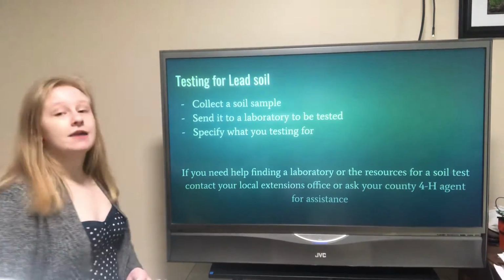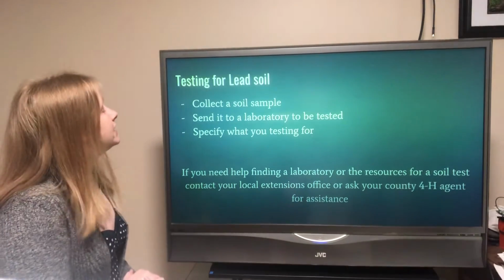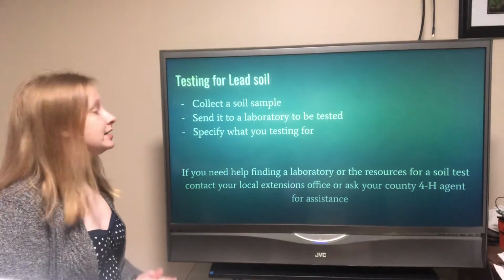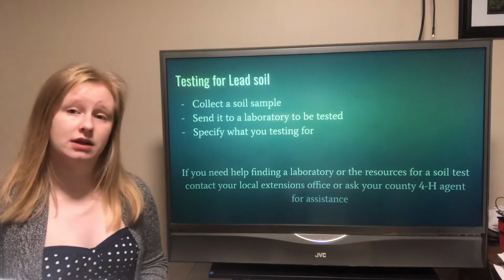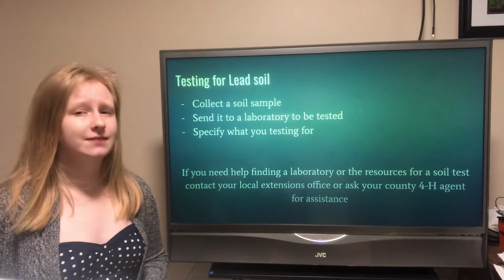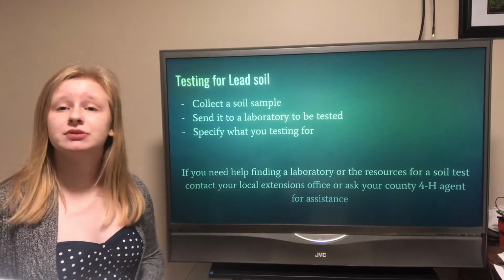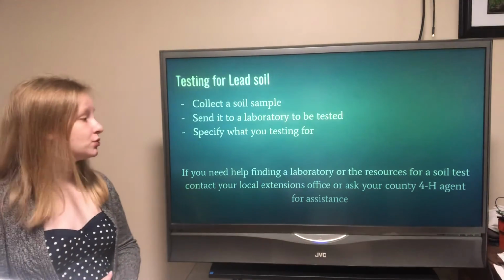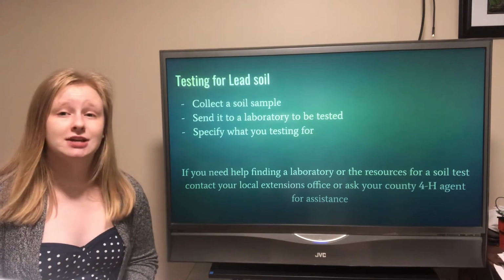Testing for lead soil. If you want to test your yard and make sure that your area is safe or you deem it safe, make sure that you collect a soil sample. You're going to want to then send it to a laboratory to be tested, and you need to specify what you're testing for. Specify for lead concentration, not total metal concentration. This is because when you're testing for metal concentration versus lead concentration, the process is very different. Metal concentration is tested with an acid-based test, and that might skew the results of how much lead is actually there. If you need help finding a laboratory or the resources for a soil test, contact your local extension office or your county 4-H agent, and they will help you find the way.